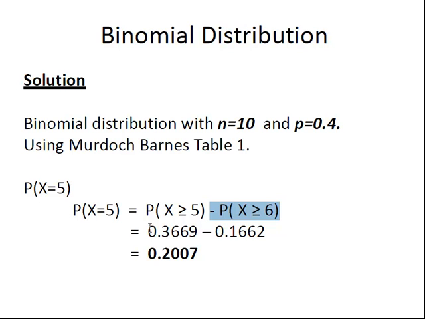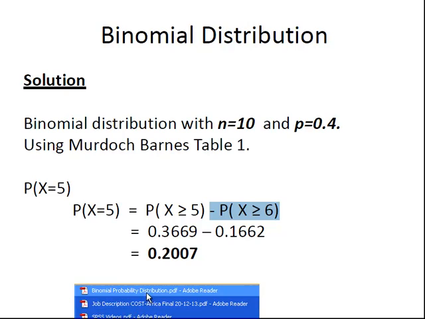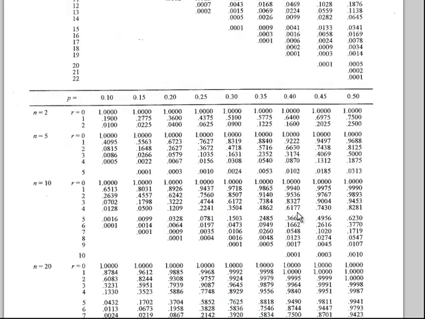Now I have the two values here: 0.3669 and 0.1662. Let's go to the tables to double check that we can see them there. It's that one there, 0.3669, and 0.1662, just over here. So that's the answer to that one.